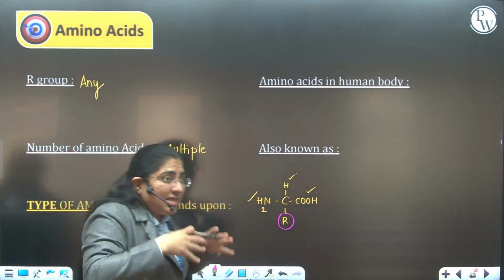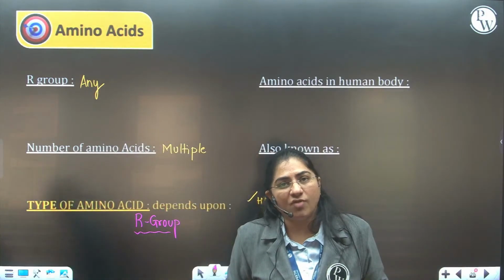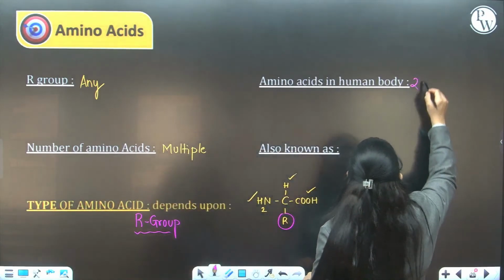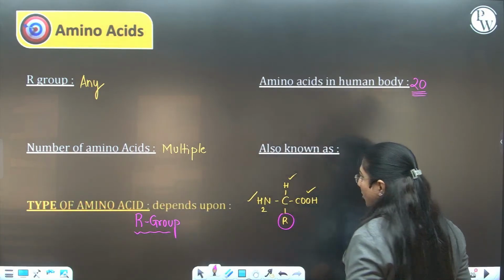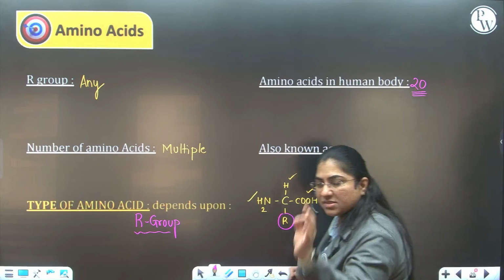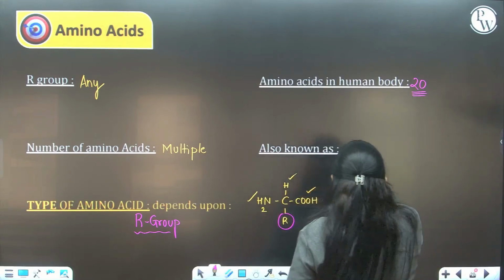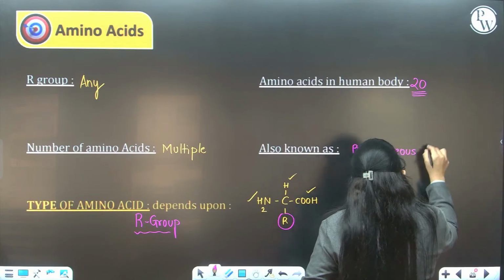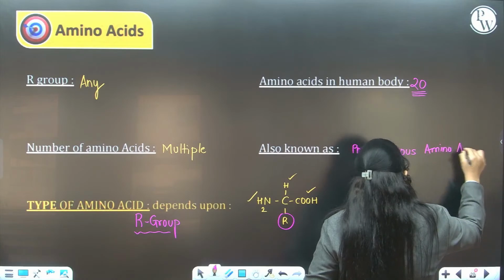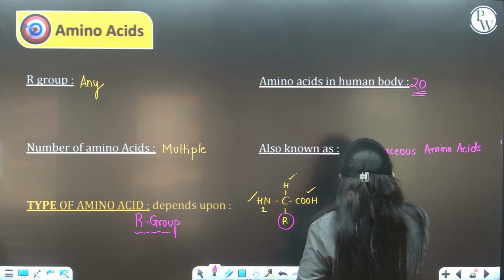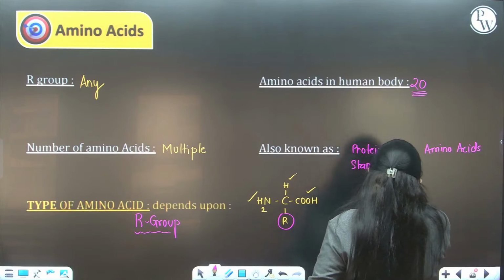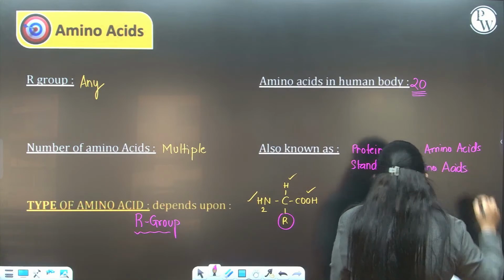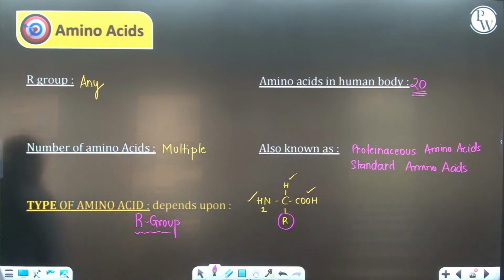So, will I need multiple amino acids in my body to form proteins? No, I don't need multiple. So, how many do I need? I need 20 amino acids to form proteins in my body, and these amino acids that I need in my body to form proteins are called proteinaceous amino acids, or I call them standard amino acids. Is that clear?